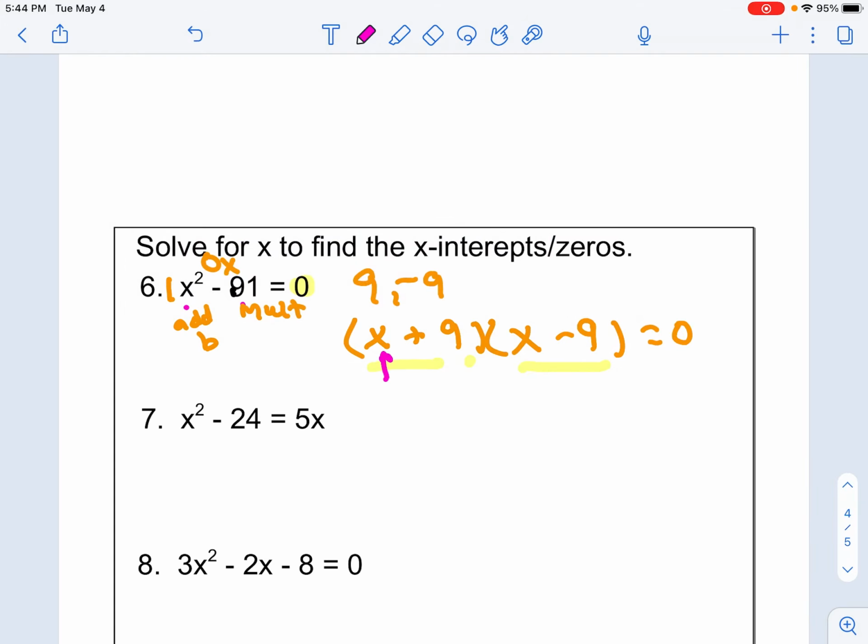So what value of x would you put in here so that when you add 9, you get 0? Well, x equals negative 9. What value of x would you put in here? Well, that would be 9.